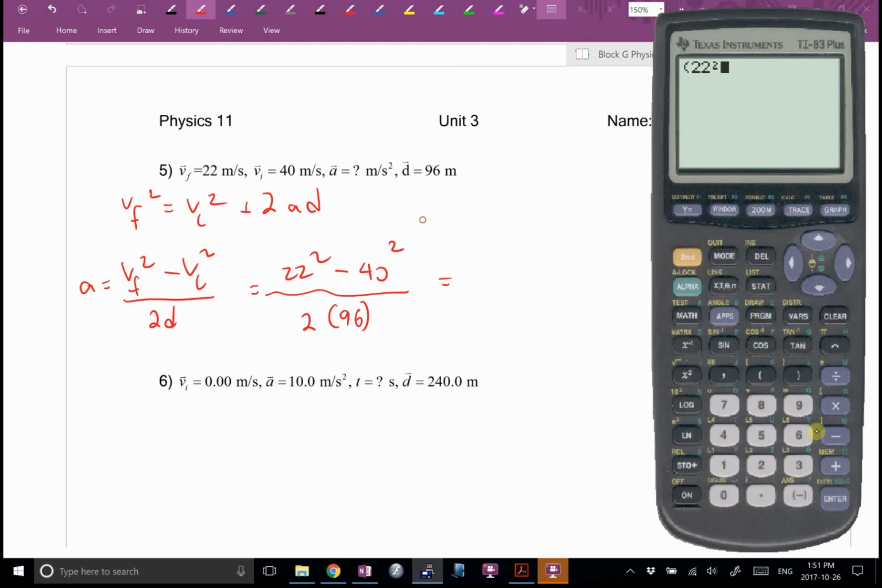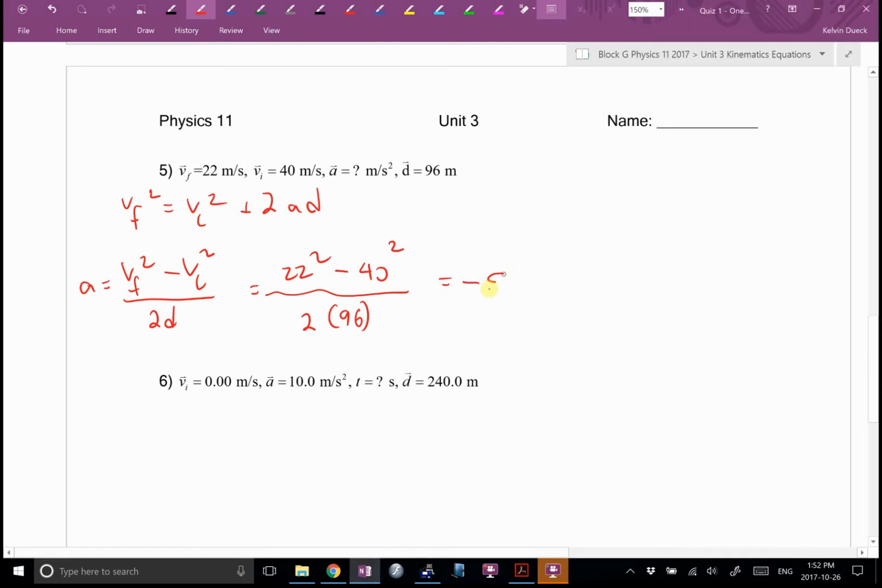22 squared minus 40 squared, brackets around the top, divided by bracket 2 times 96, close bracket. Do y'all get negative 5.8125? I'll go negative 5.8. By the way, technically, that 40, how many sig figs? One. Technically, I should say negative 6. Technically. I'll go negative 5.8 meters per second squared.